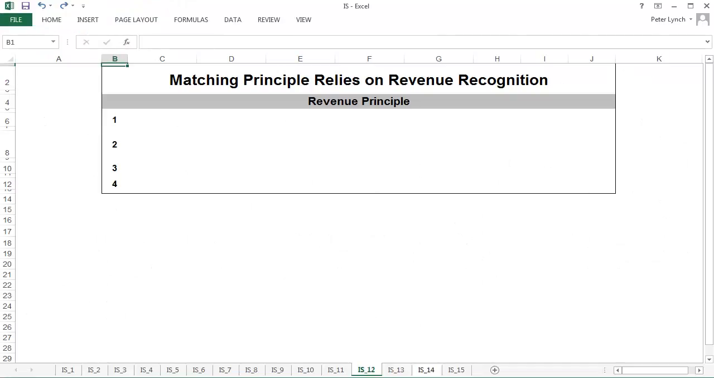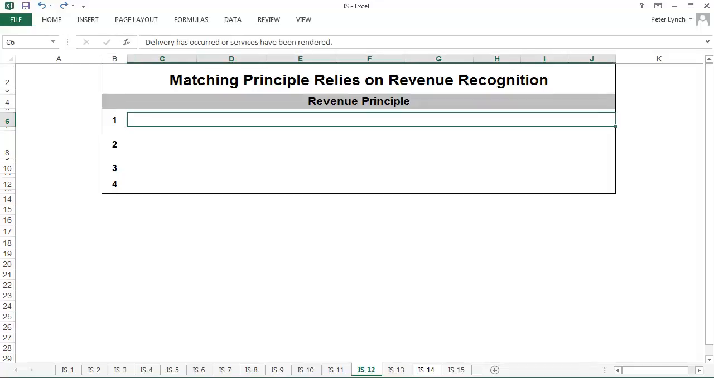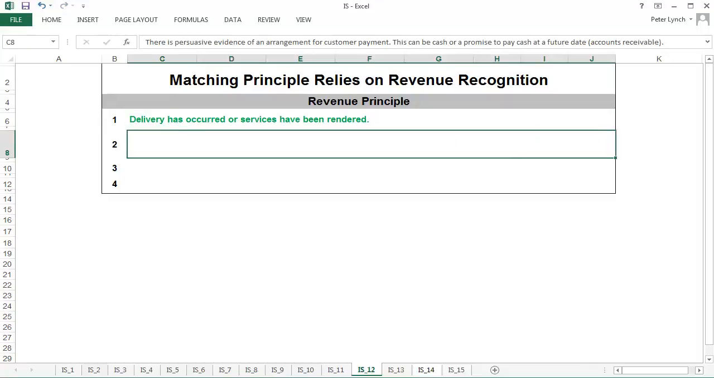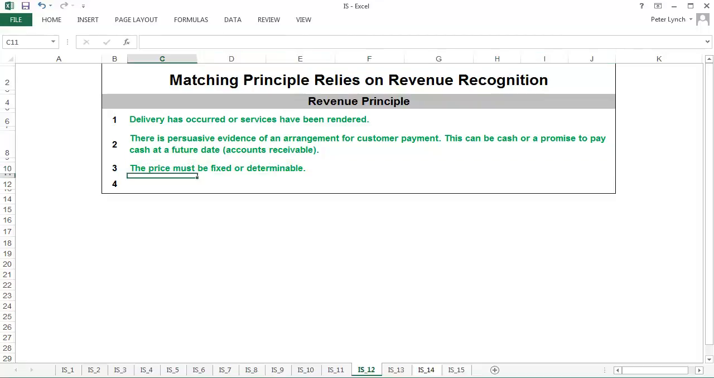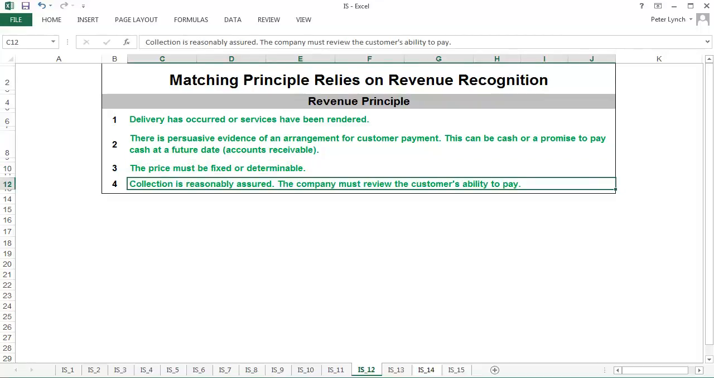Because we just spent a fair amount of time talking about the matching principle, which requires that expenses be matched with associated revenue, it's important to understand when a company can actually recognize revenue. To record revenue, 4 conditions must be met. The first is that delivery has occurred or services have been rendered. There must also be persuasive evidence of an arrangement for customer payment, and this can be cash or a promise to pay cash at a future date. The third condition is that the price must be fixed or determinable. And finally, collection must be reasonably assured.